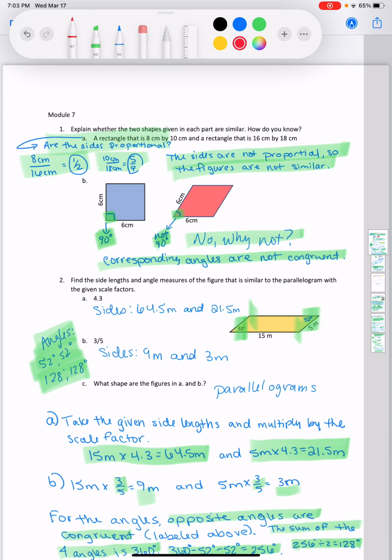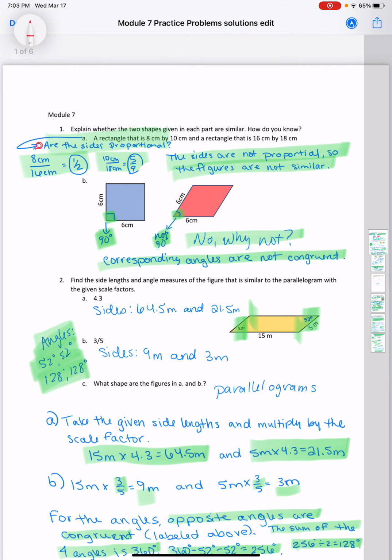For 1A, if we're looking for whether those two rectangles are similar, we want to check that their corresponding angles are congruent, and since they're all 90 degrees in every rectangle, that would be good. It passes that test. However, if we check if the sides are proportional, they are not. I can tell by comparing each pair of sides, the 8 centimeter to the 16 centimeter side, that gives me a scale factor of 1/2. And if I compare the other pair of sides, if they're similar, I should get the same number, but I don't. 10 centimeters divided by 18 centimeters is 5/9. So those are not similar.